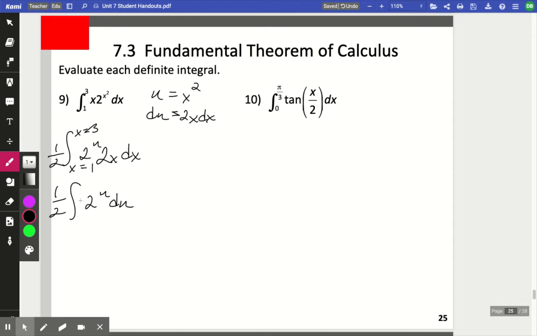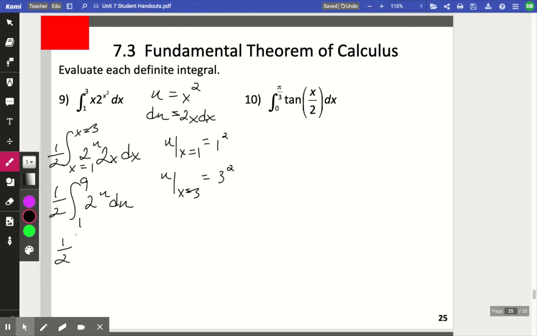All right, now what about the limits if x equals 1? So what is u when x equals 1? That would be 1 squared, or 1. So the lower limit is u equals 1. What is u when x equals 3? That would be 3 squared. So that means the upper limit is 9. So I have 1/2 integral from 1 to 9 of 2 to the u du.